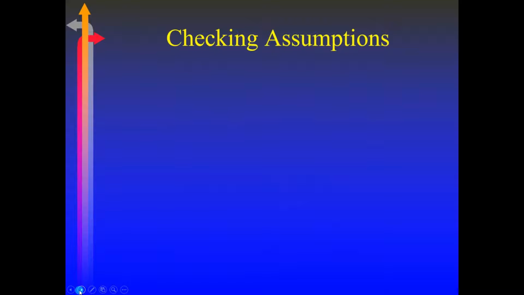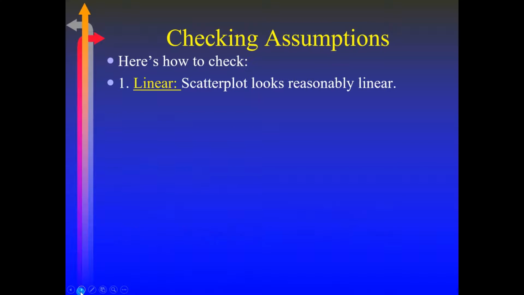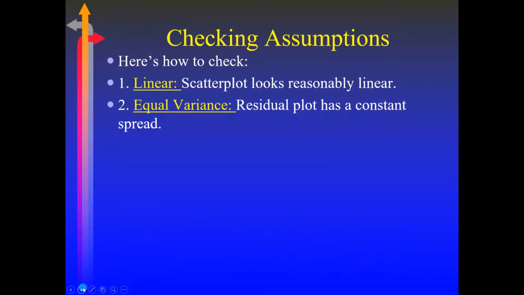So how do we check them? Linear, that first one: we have to be in a linear setting. The scatter plot looks reasonably linear. That's easy. We just make a scatter plot, and does it fit a linear model well? We're used to making that decision, so that shouldn't be very hard. Equal variance: just check your residual plot. If it has a sort of constant spread, like it won't trumpet out to either side, then we have equal variance.